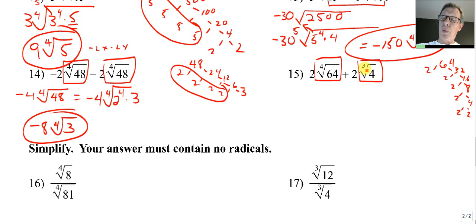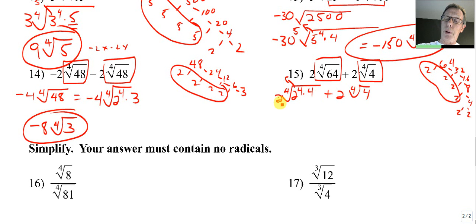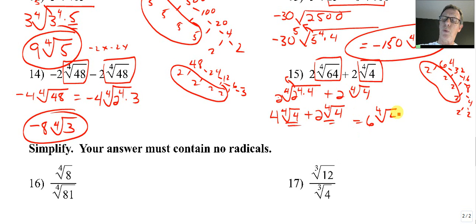So it's a 4th root, so these 4 2's will come out. So let's rewrite this term in the front. So I have 2 times the 4th root of 2 to the 4th, with 4 left over, plus 2 times the 4th root of 4. This 2 to the 4th will come out as a 2 and multiply by this 2 in front, so I have 4 times the 4th root of 4, plus 2 times the 4th root of 4. And you can see now that the radicals are the same, so the coefficients will add: 6 times the 4th root of 4.